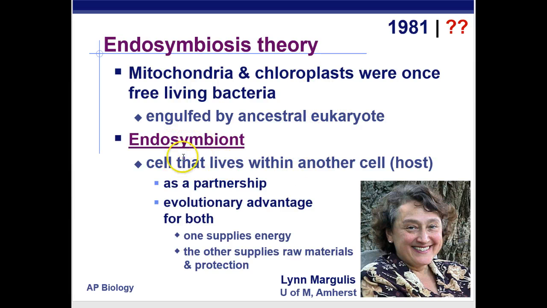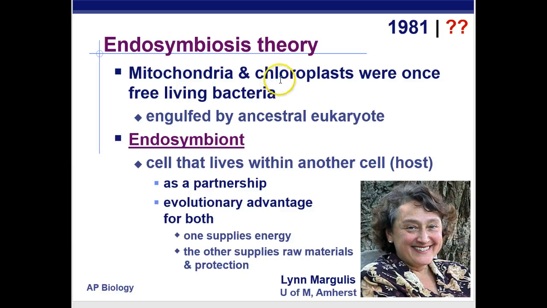An endosymbiont, as in endosymbiosis theory, is a cell that lives within another cell, and the other cell would be called the host. It becomes a partnership. It's like an evolutionary advantage to have them within you because of the supply of energy and the raw materials in the form of sugar. And yet the mitochondria and the chloroplasts receive protection by living within this eukaryotic cell.